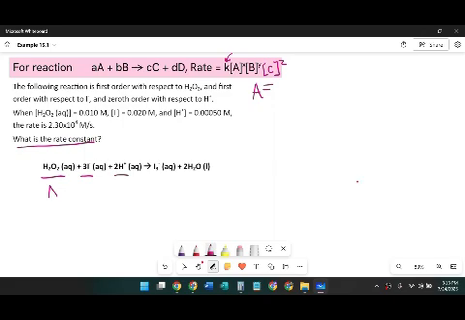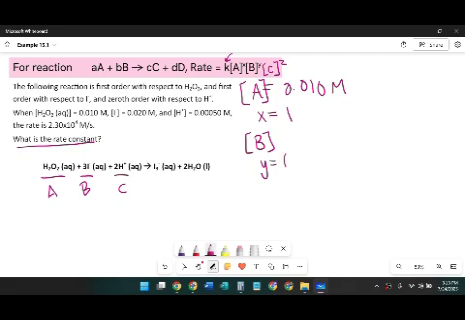So A is going to be our first product. We're going to call this one A. Keep my brackets around. We're going to call this one B, and we're going to call this one C. So H2O2 is first order, so X is going to be 1, and the molarity of that one is 0.010 M. And then for B, it says it is first order with respect to I minus, so again we have a 1. And the molarity for that one is 0.020 M. And then we have C, because we have a third thing here.